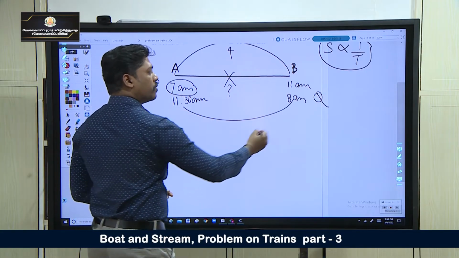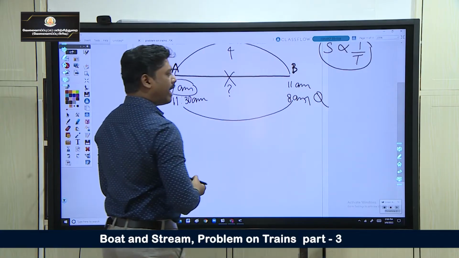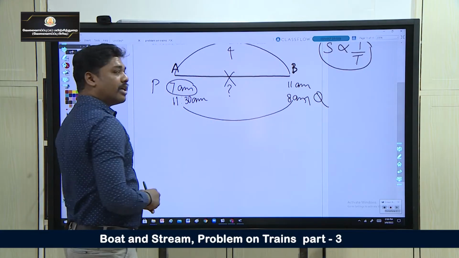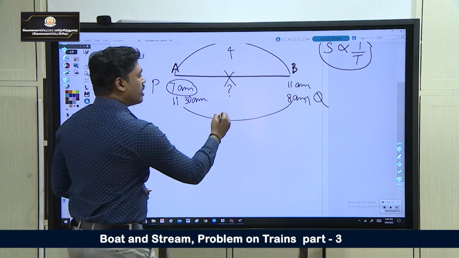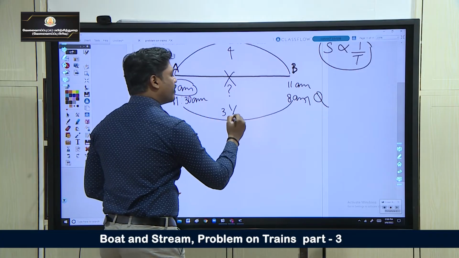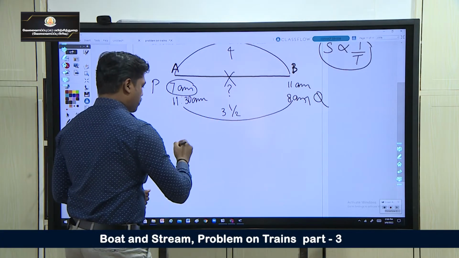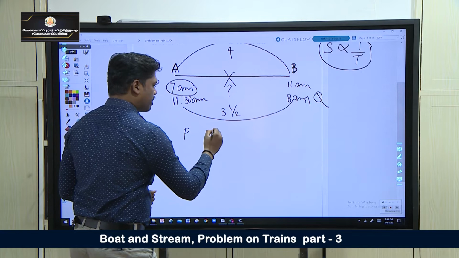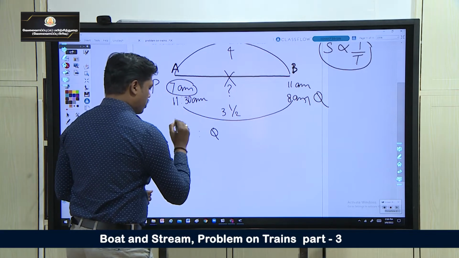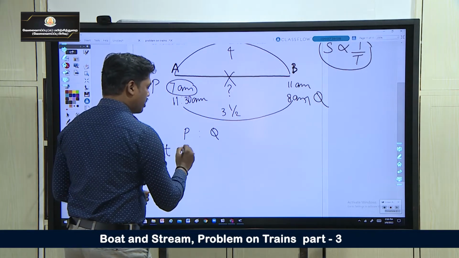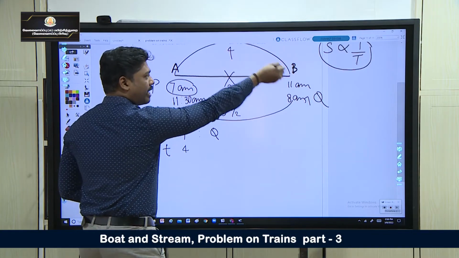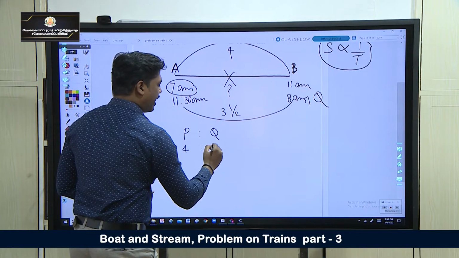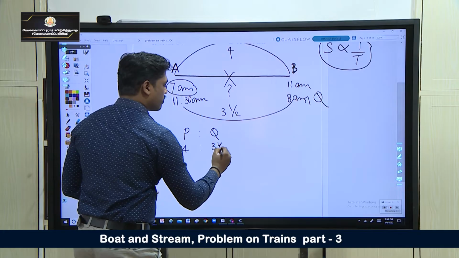What about Q? It starts at 8 a.m. and reaches here at 11:30 a.m. So it has taken 3.5 hours. Okay, so we have two trains P and Q. The time ratio is 4 hours for P and 3.5 hours for Q.